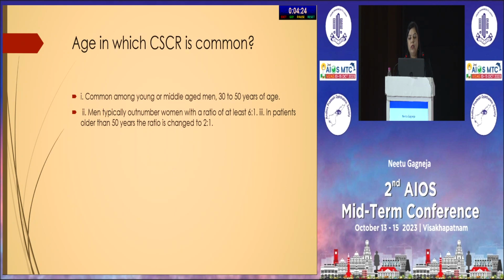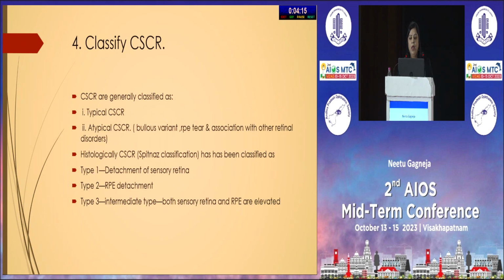It is commonly seen in middle-aged men, 30 to 50 years, with a ratio of 6:1, and in patients older than 50 years, the ratio is 2:1. How do we classify it? It's typical and atypical.